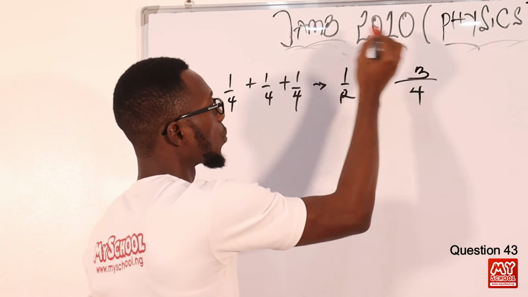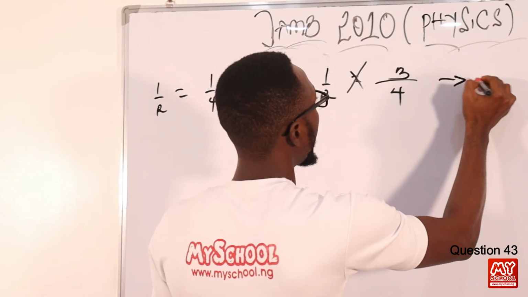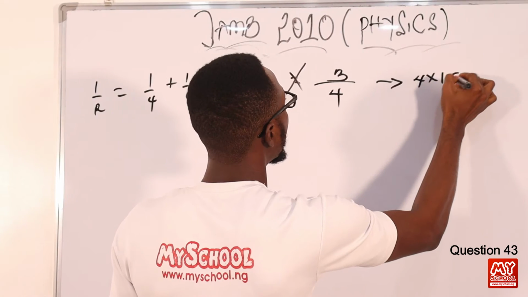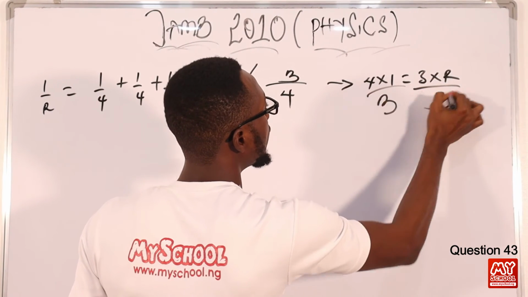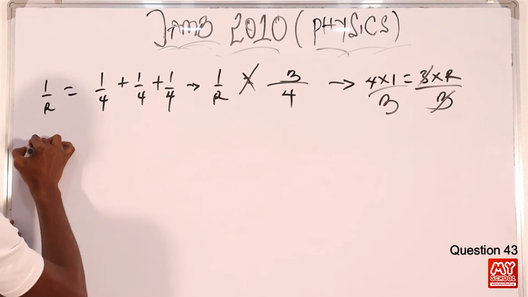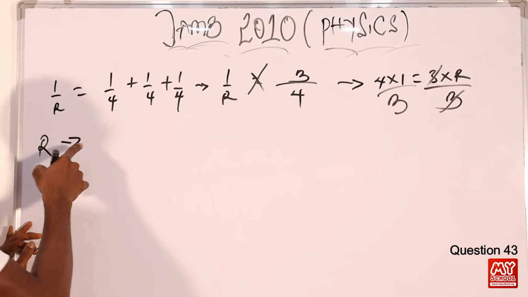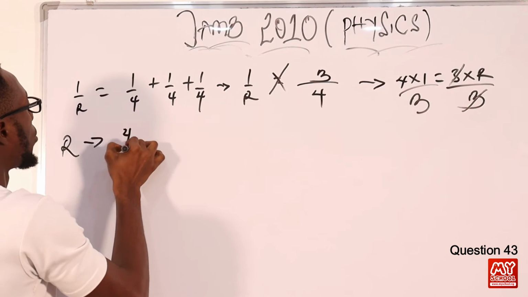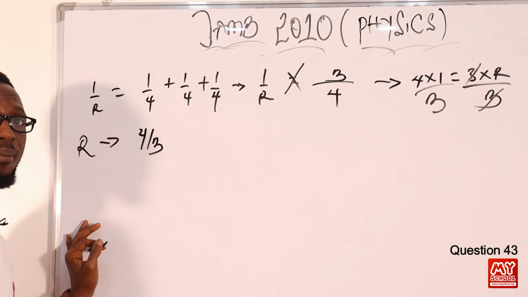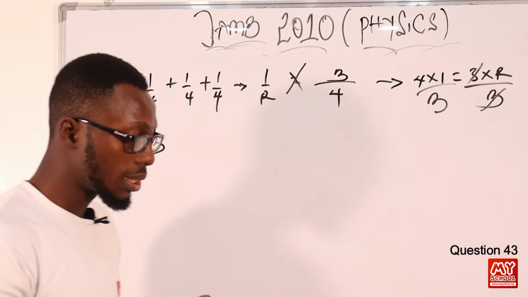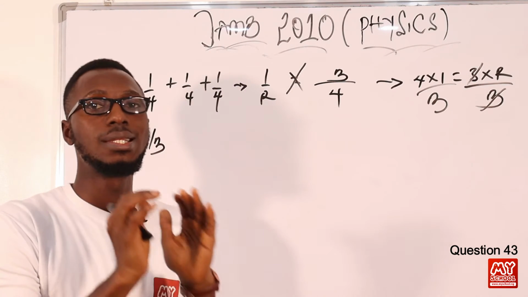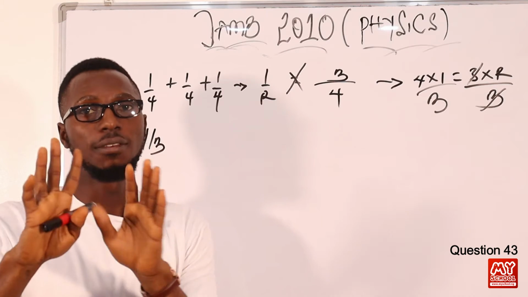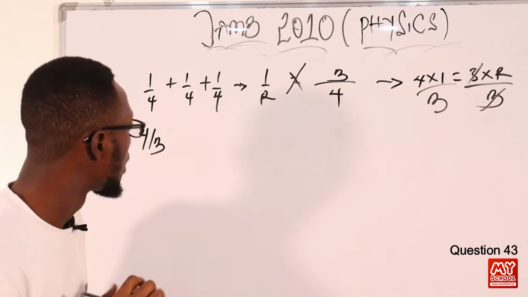So basically I have to cross multiply. That means I have 4 times 1 equals 3 times R. So the value for the total resistance should be 4 over 3 ohms. We should note that when it comes to arrangements in parallel, the PD across each is the same, but the currents differ for each resistor. So take note of that.